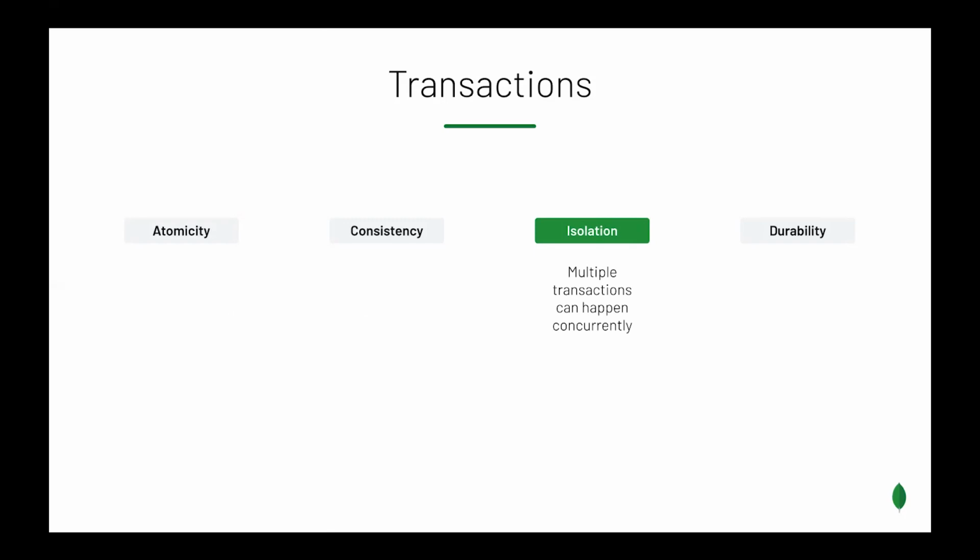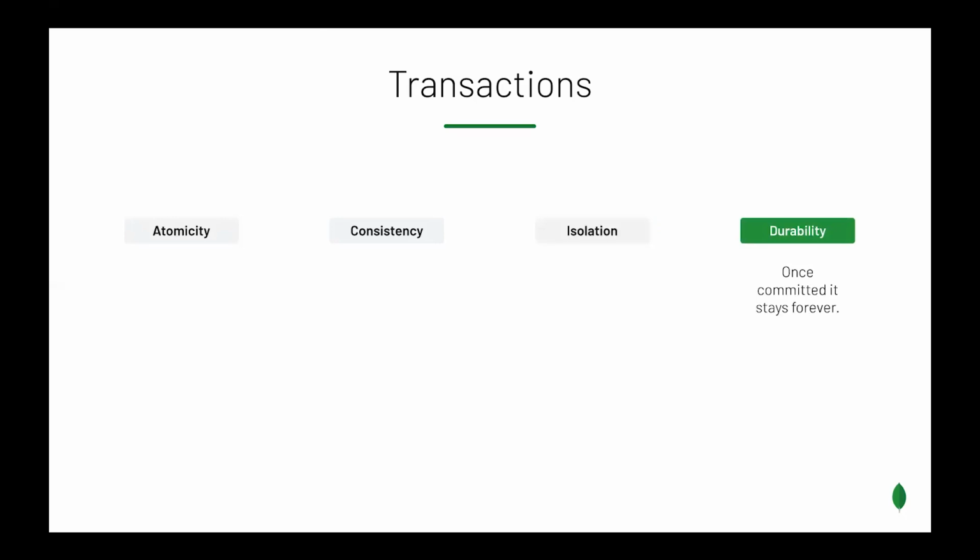Isolation ensures that concurrent execution of transactions leaves the database in the same state that would have been obtained if the transactions were executed sequentially. And finally, durability guarantees that once a transaction has been committed, it will remain committed even in the case of a system failure, for example, a power outage or crash.